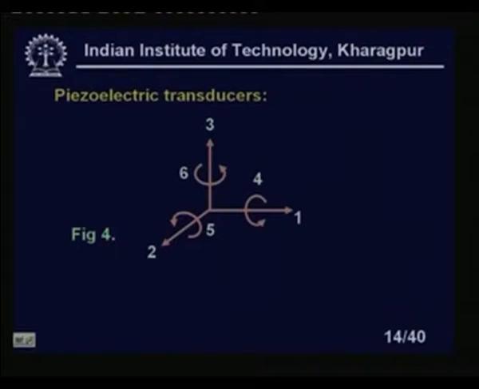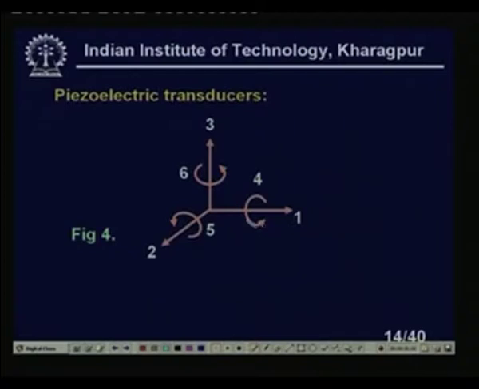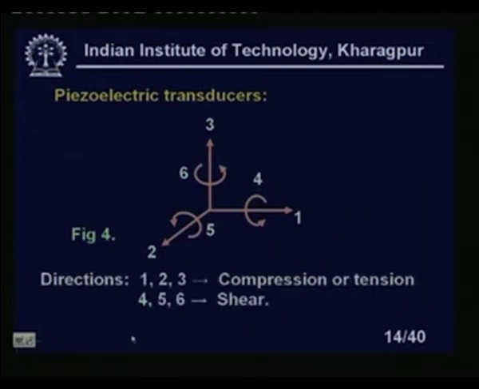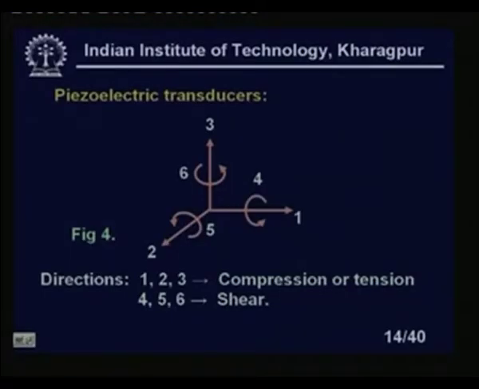what the different axes are. We are taking one. These arrows are the shear stress which is developed across the different axes of the piezoelectric crystals. These are the forces, typically tensile or compressive, and these are the shear. So, directions 1, 2, 3 are the compressions or tensions, either compressive or tensile force, in both cases you will get a piezoelectric effect, and 4, 5, 6 are the shear stresses on the piezoelectric crystals, right.